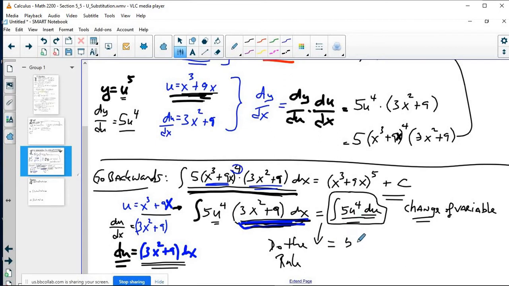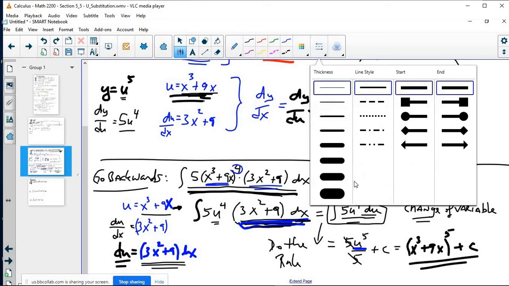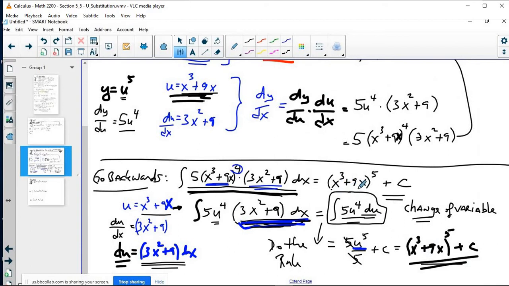All right, so what's the rule here? The 5 comes along, you add 1 to the power, divide by the power, plus c. The 5's divide away. And then it's not about u. u was a wonderful catalyst to make things work, but it's not about the u. And so what do I have to do? I have to replace the u. What was u? u is x cubed plus 9x. And that was raised to the 5th power plus c. And that is exactly what the answer was supposed to be based on our previous work right here.